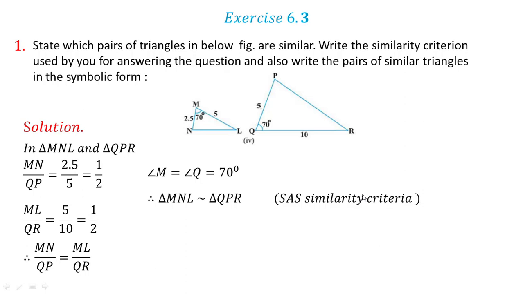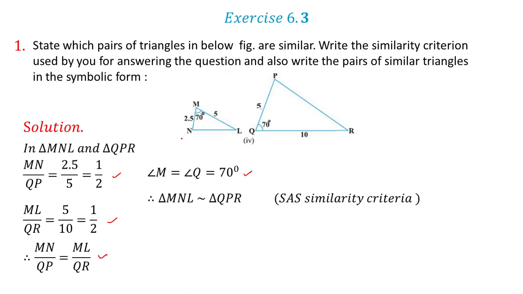Okay, now the next one. Here two sides and one included angle is given. Here also two sides and included angle is given. If I compare the ratios, then 2.5 and 5, and 5 with 10, I will compare, right? So this comparison gives me ratio as 1 by 2, 1 by 2. So these two ratios are equal and included angle between them is also equal.